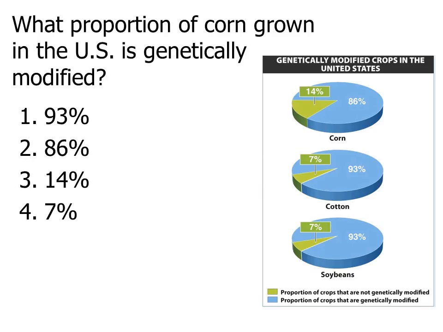So what proportion of corn grown in the U.S. is genetically modified? You can look at that picture if you don't remember the percentages I told you. It's kind of also testing your ability to read a chart. And the answer would be number 2, 86%. So you can see in the pie chart for corn, the blue is the proportion of crops that are genetically modified. So that's 86%.